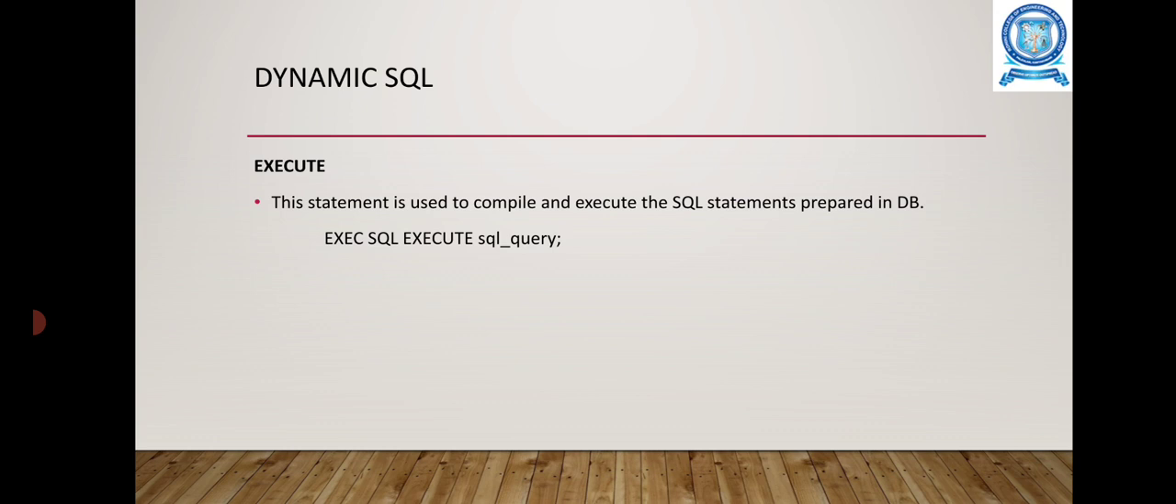The next one is the execute phase. In this execute phase, the execute statement is used to compile and execute the SQL statements prepared in the database. EXEC SQL execute SQL query. Here the particular SQL query can be specified.